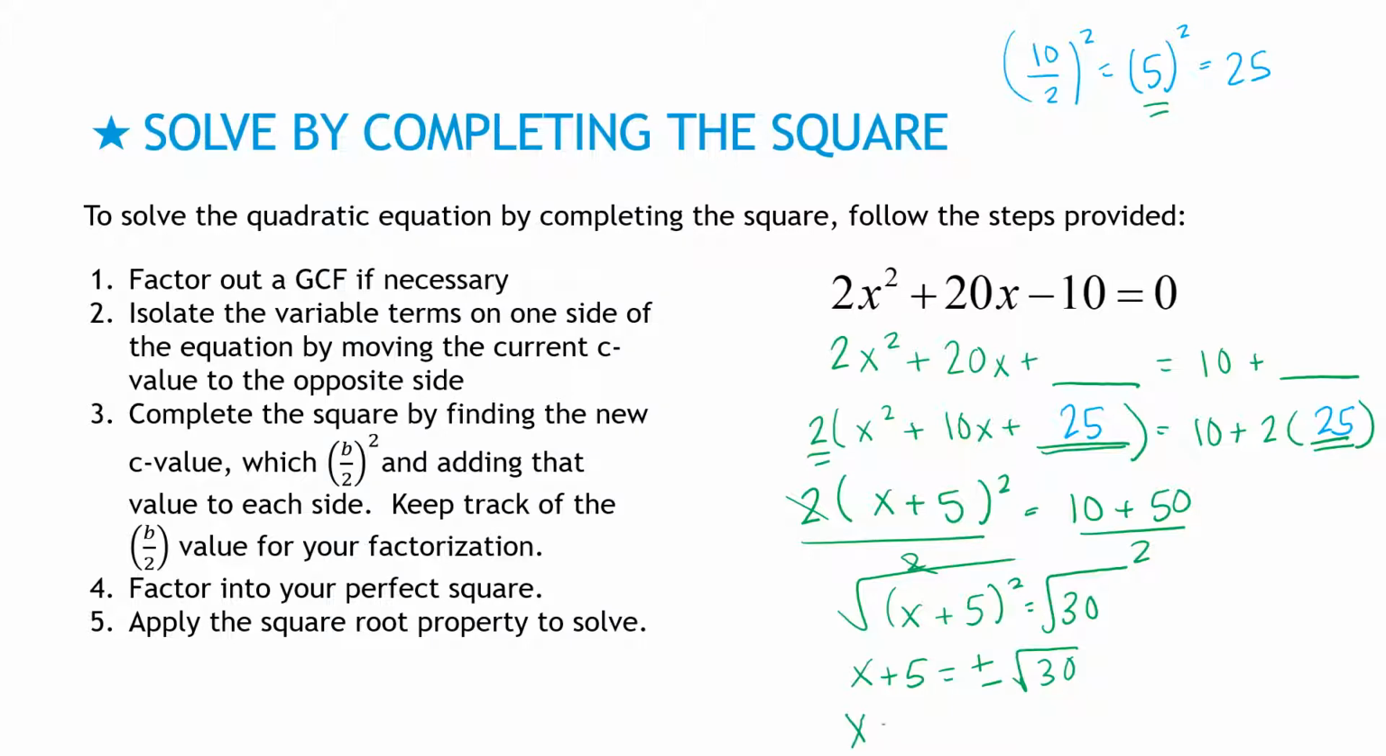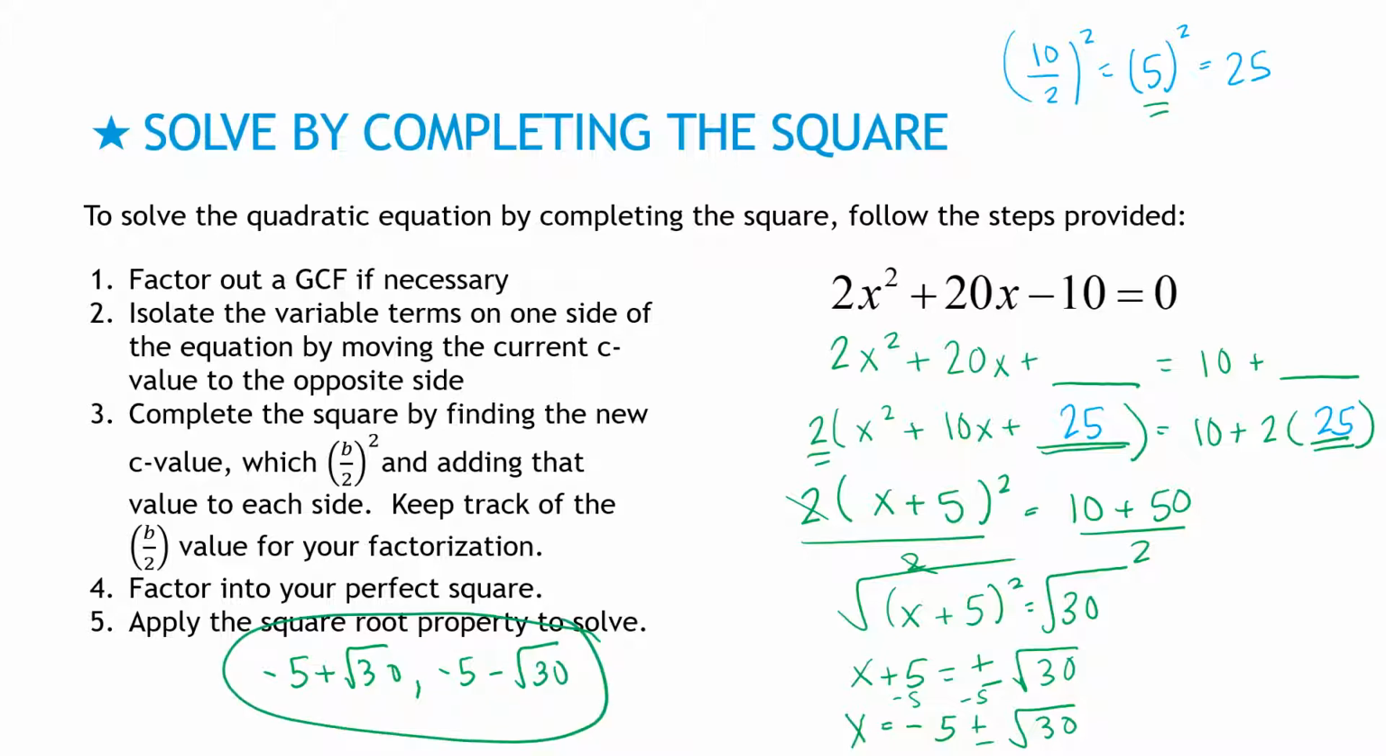So my answer is negative 5, because I would subtract 5 from each side, plus or minus radical 30, which of course would be negative 5 plus radical 30 and negative 5 minus radical 30. Those would be my two solutions.